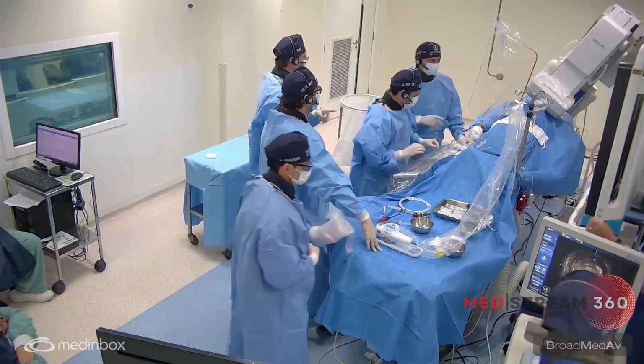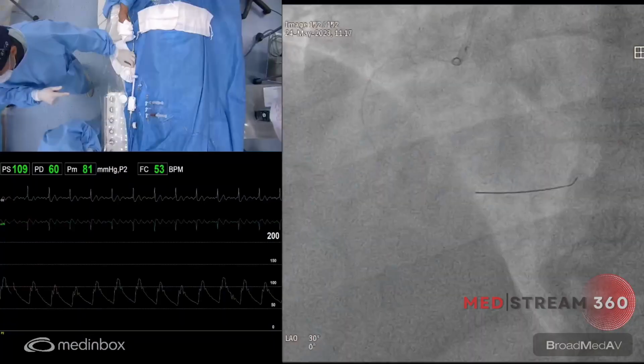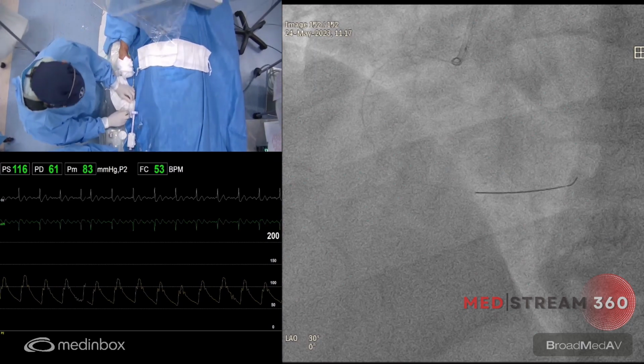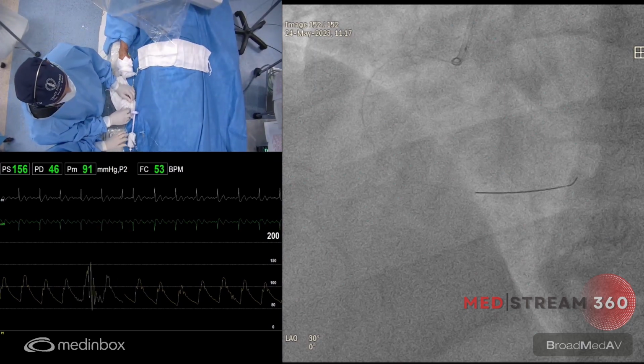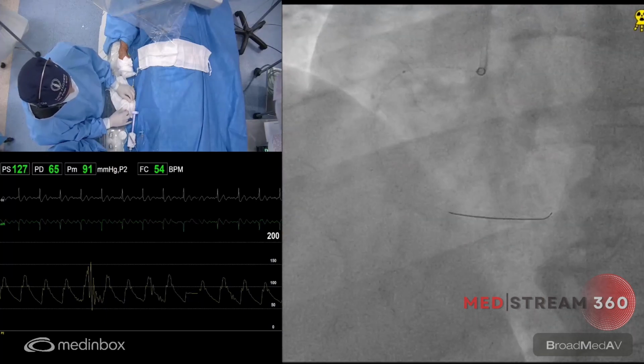What balloon did you use to pre-dilate? 2.0, you said. And now we are with a 3.5 balloon, because it's a large vessel, 4.0 at least. So now we are with a 3.5 non-compliant balloon. Is that correct? Okay.